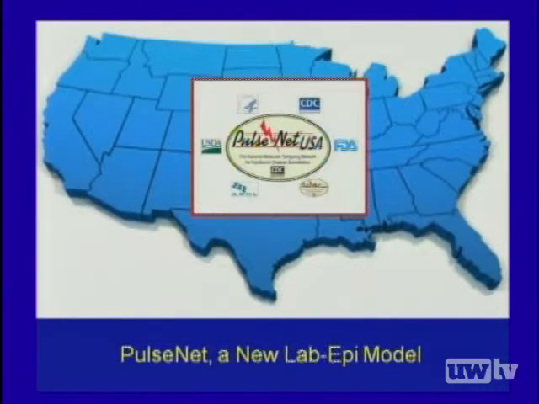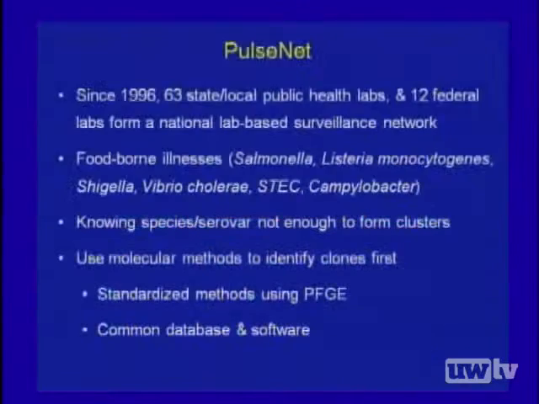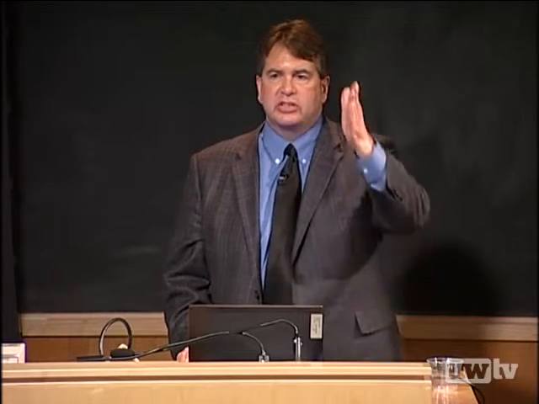PulseNet is just an unbelievable change in the way that we approach outbreaks, and it is a really very remarkable laboratory epi model. Since 1996, we've had 63 state and local public health laboratories and 12 federal laboratories that form a national lab-based surveillance network, that all use the same methods. They use the same method of PFGE. They use the same software to analyze the banding patterns.